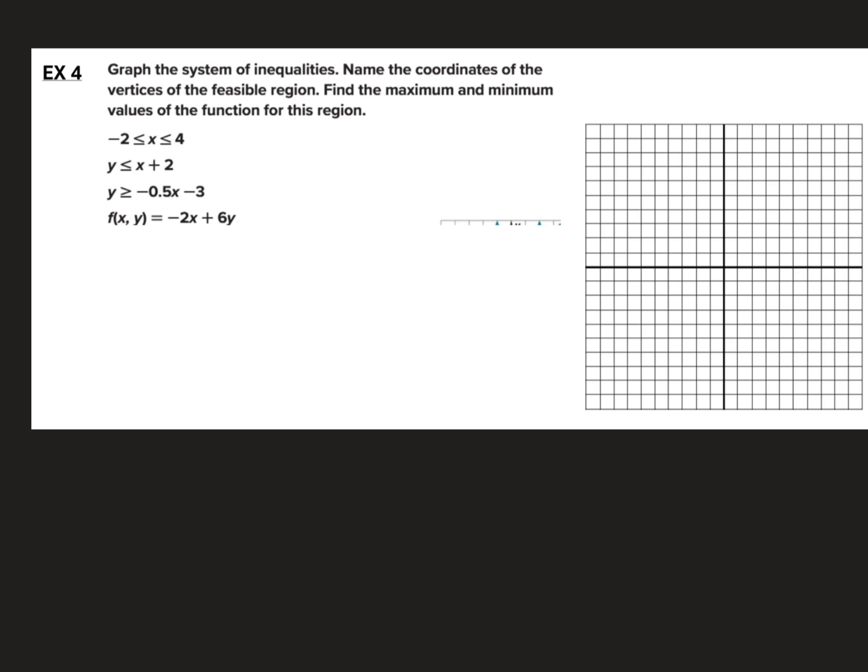Example 4 is a linear programming problem. We are going to graph all of those. One thing I want you to notice is that one of those problems listed is not like the other. So if you'll look at those just for a minute, which of those problems is not like the other? And hopefully you said it was this one. This is a linear function to be maximized.